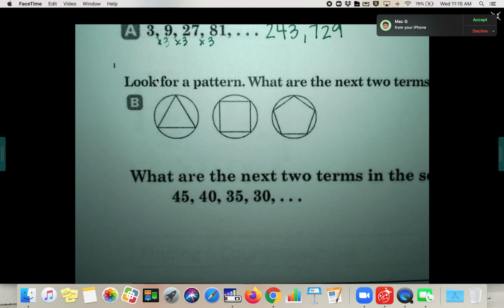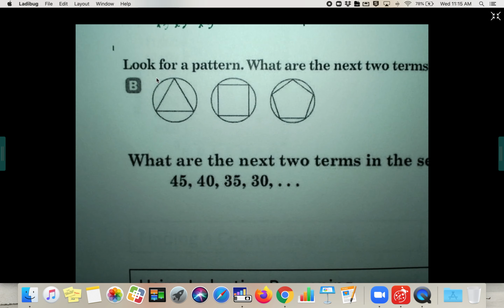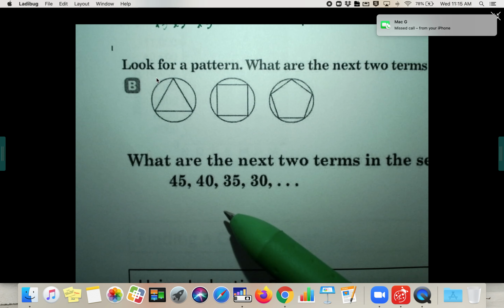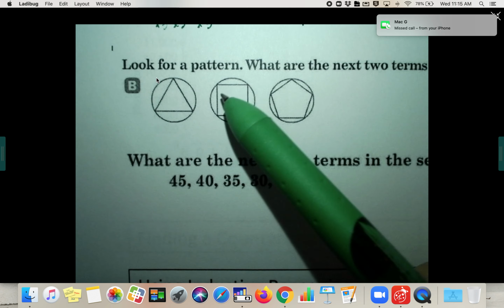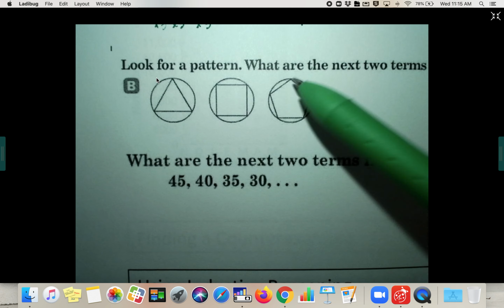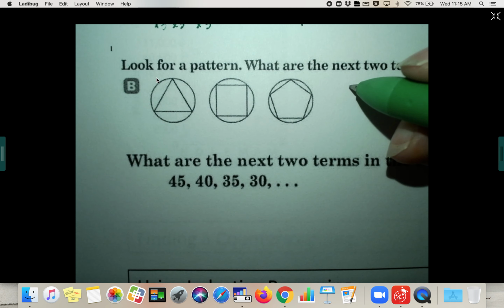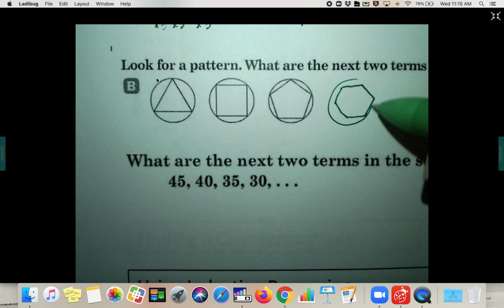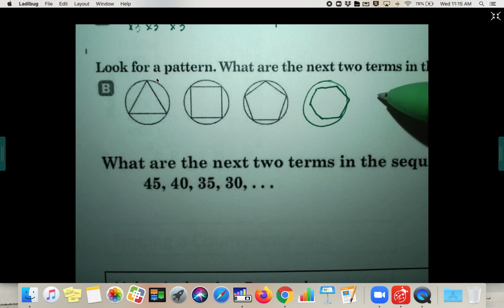All right. On part B, we're looking for a pattern. I see a triangle in a circle, which has 3 sides. Then I see a 4-sided shape in a circle. Then I see a 5-sided shape in a circle. So the next one would be a 6-sided shape, which is not going to be very good, but that's okay. You get the point. And then a 7, oh my, that's even worse. 7-sided shape in a circle.